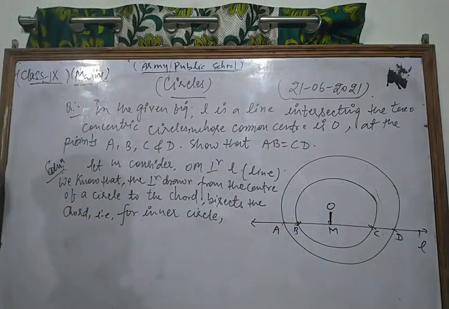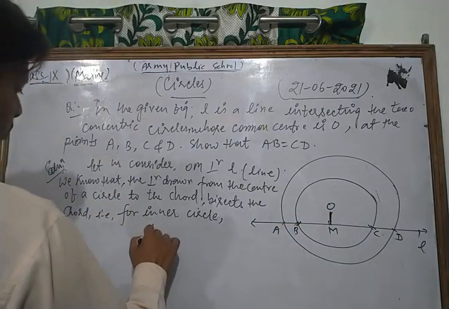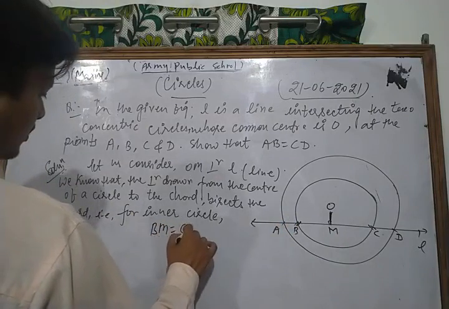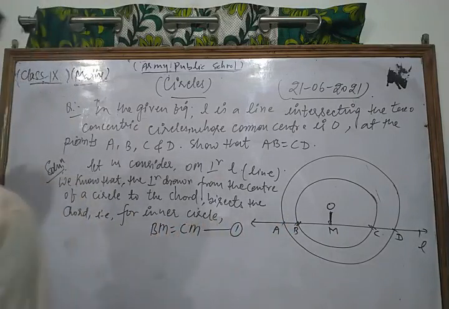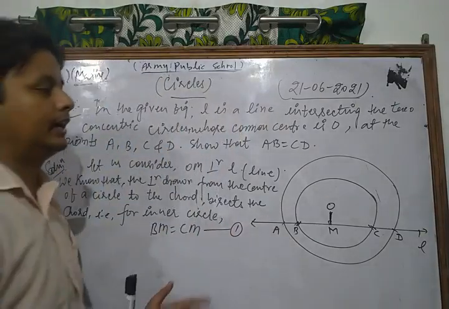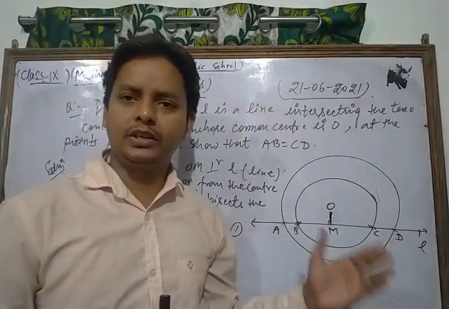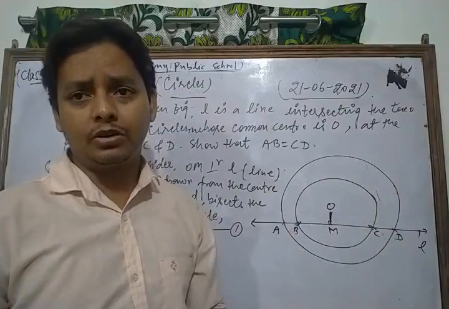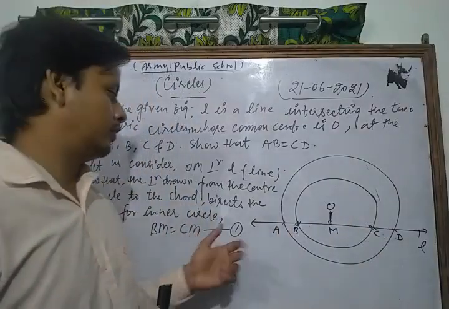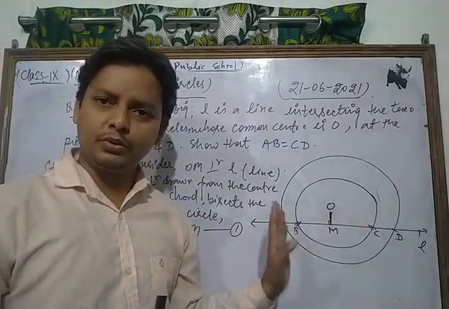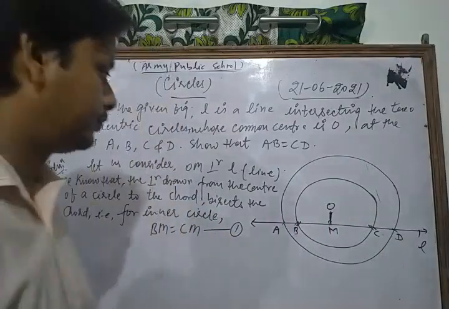So in this way we have BM is equal to CM. Take this as equation number 1. According to the theorem, the perpendicular drawn from the center of the circle to the chord bisects the chord. So in this way we write BM is equal to CM, equation number 1.